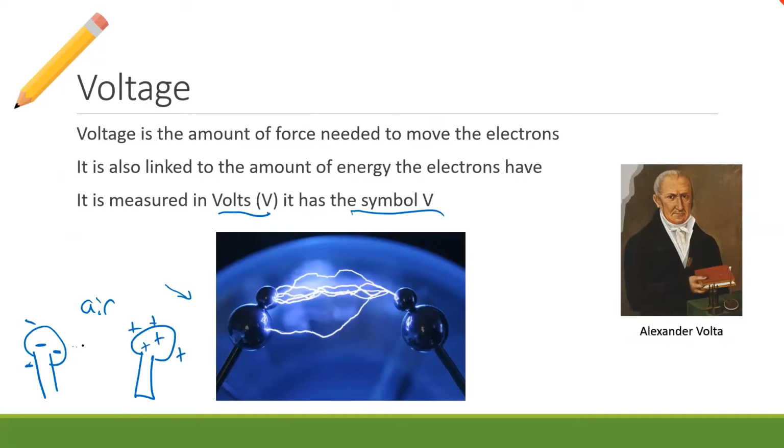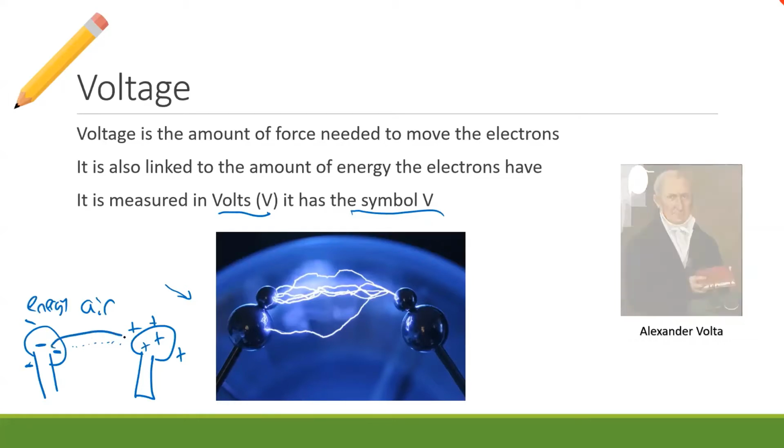Those electrons really want to get to that positive area, but the reason they can't is because you need to give them enough energy that they can jump through air. Air is really hard to jump through. Electrons just don't want to move through air because it's a really bad conductor. So you need to give them a lot of energy before they'll jump over.